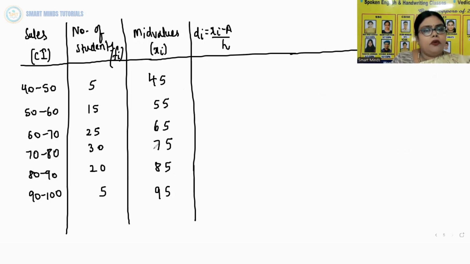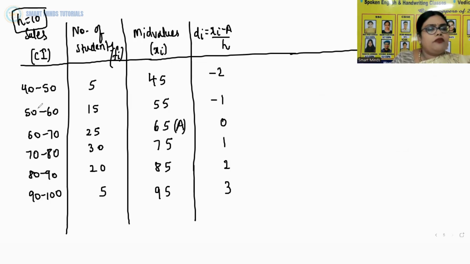Now here there are two middlemost numbers, so any one of them you can take as A. Let us take 65 as A. So 45 minus 65 is minus 20. Minus 20 divided by 10 is minus 2. Now once you get the first number, you can write everything in order: minus 1, 0, 1, 2, 3. H is equal to 10 over here because from 40 to 50, 50 to 60, there are 10 numbers in each class interval. After di, we will do Fidi.